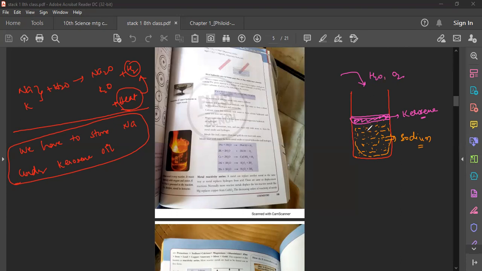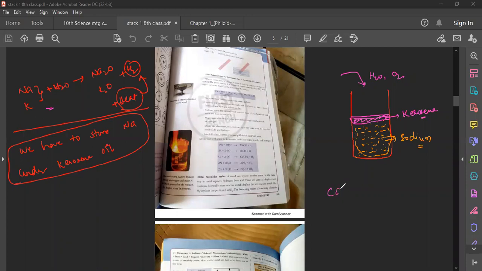Sir, what if we store sodium in a vacuum? Vacuum, no problem, you can also store it in a vacuum. But creating the vacuum is itself problematic, right? Yes, sir, it is hard. If you open the tube, air will automatically enter inside.